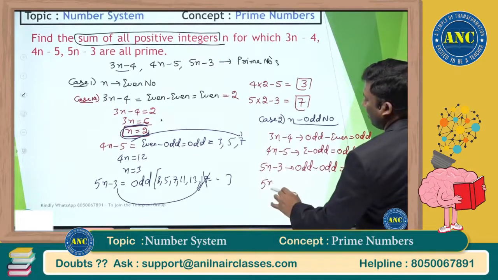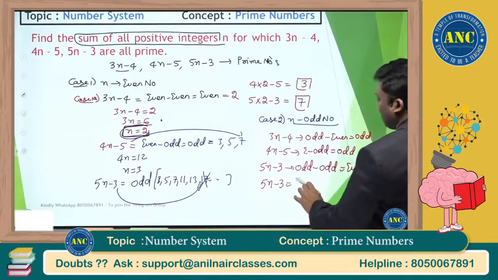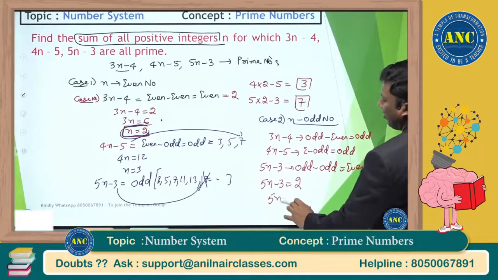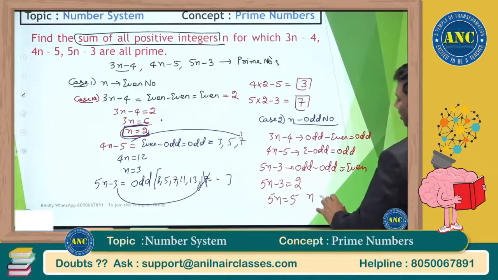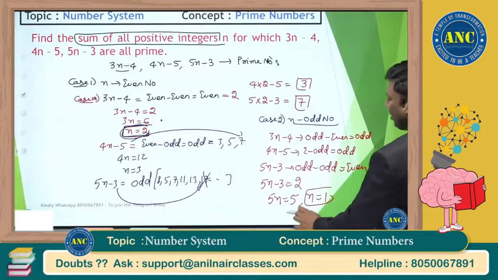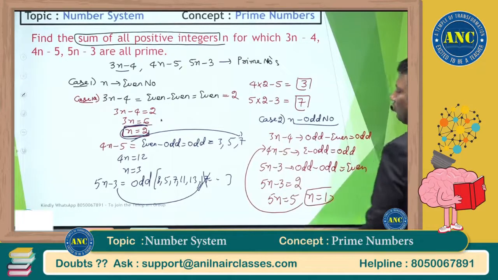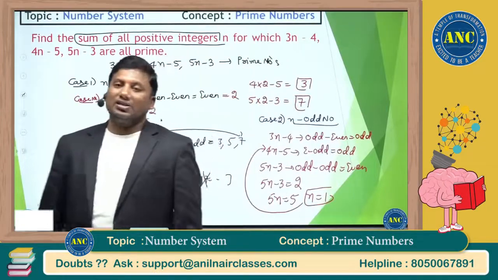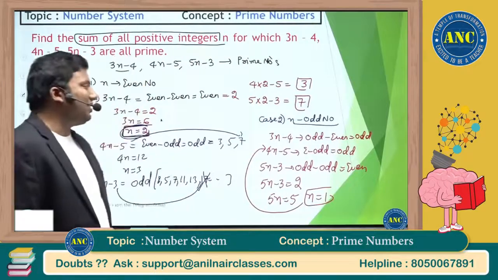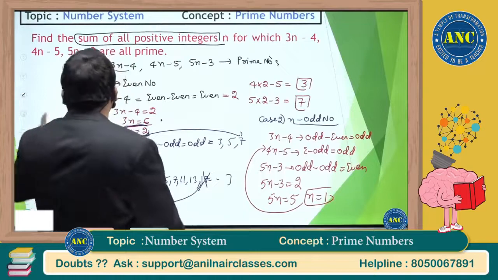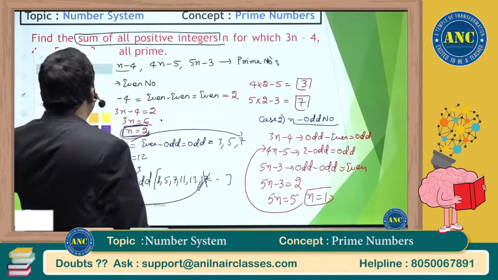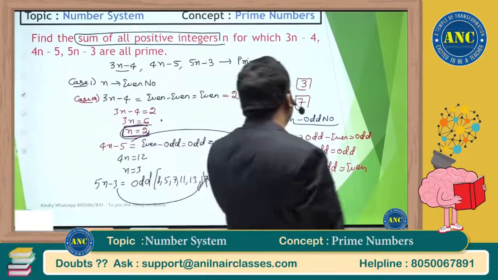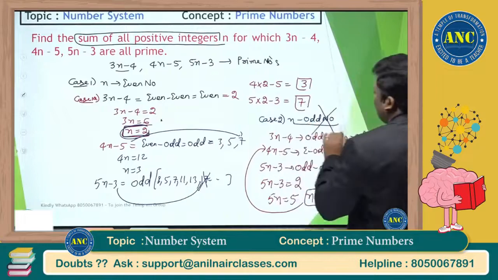Only one case is possible: 5n minus 3 equivalent to 2. 5n equivalent to 5, n equivalent to 1. But if I take n equivalent to 1, 4 into 1 minus 5, 4 minus 5, is a negative number. That means case 2, n odd number, this case is not possible.